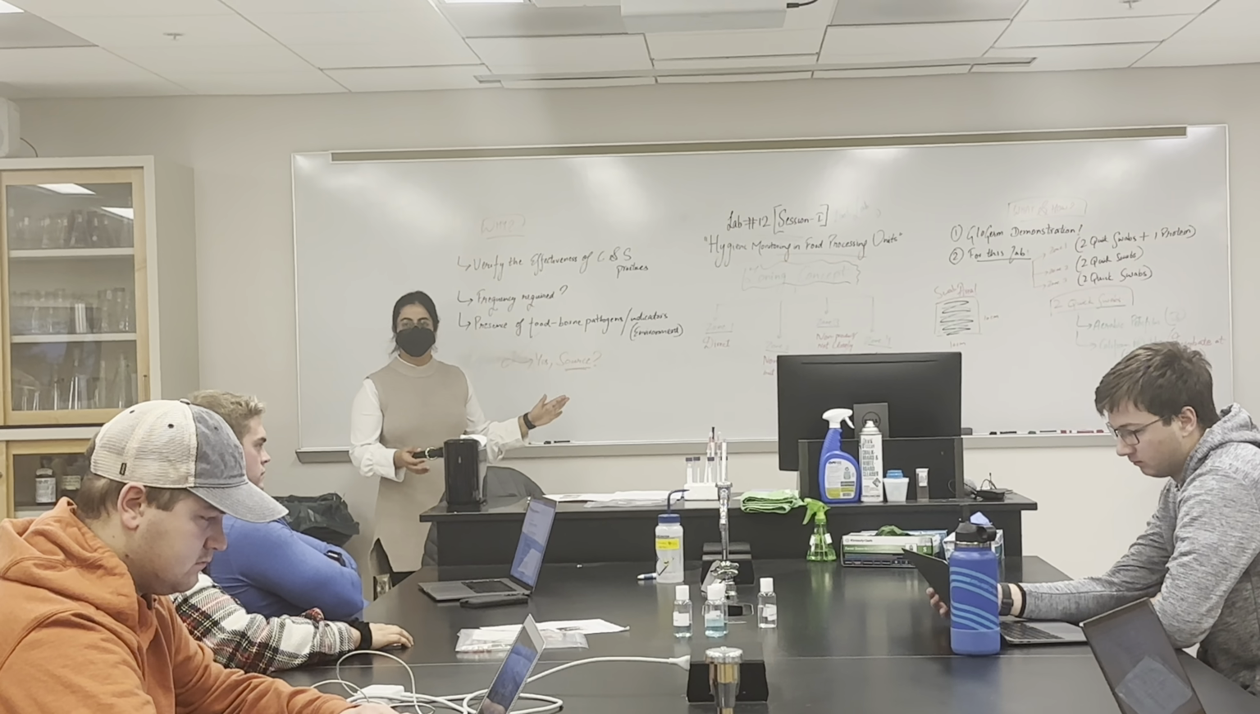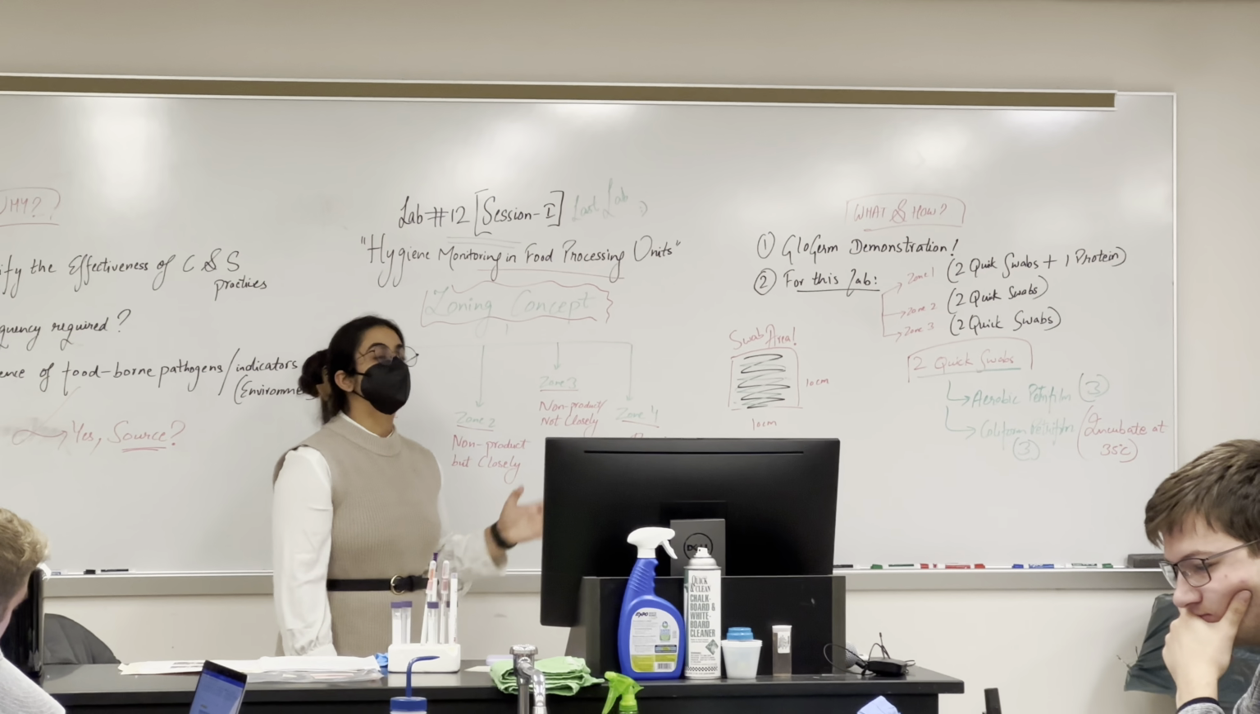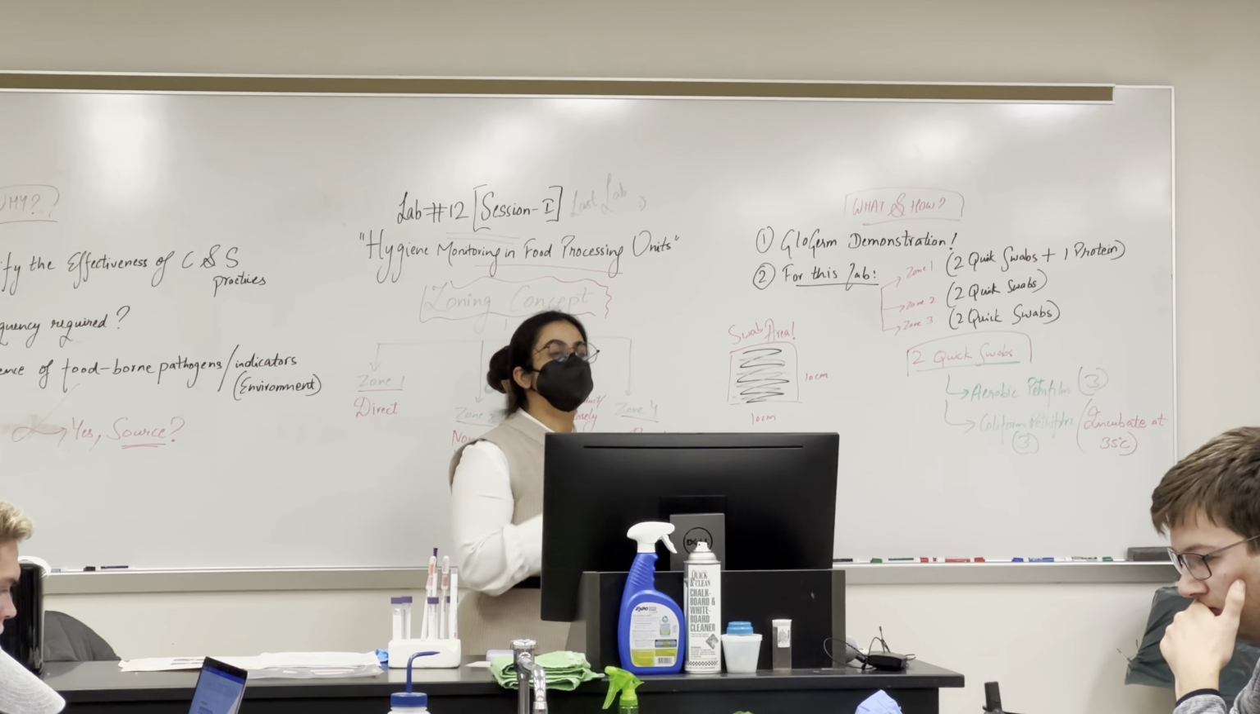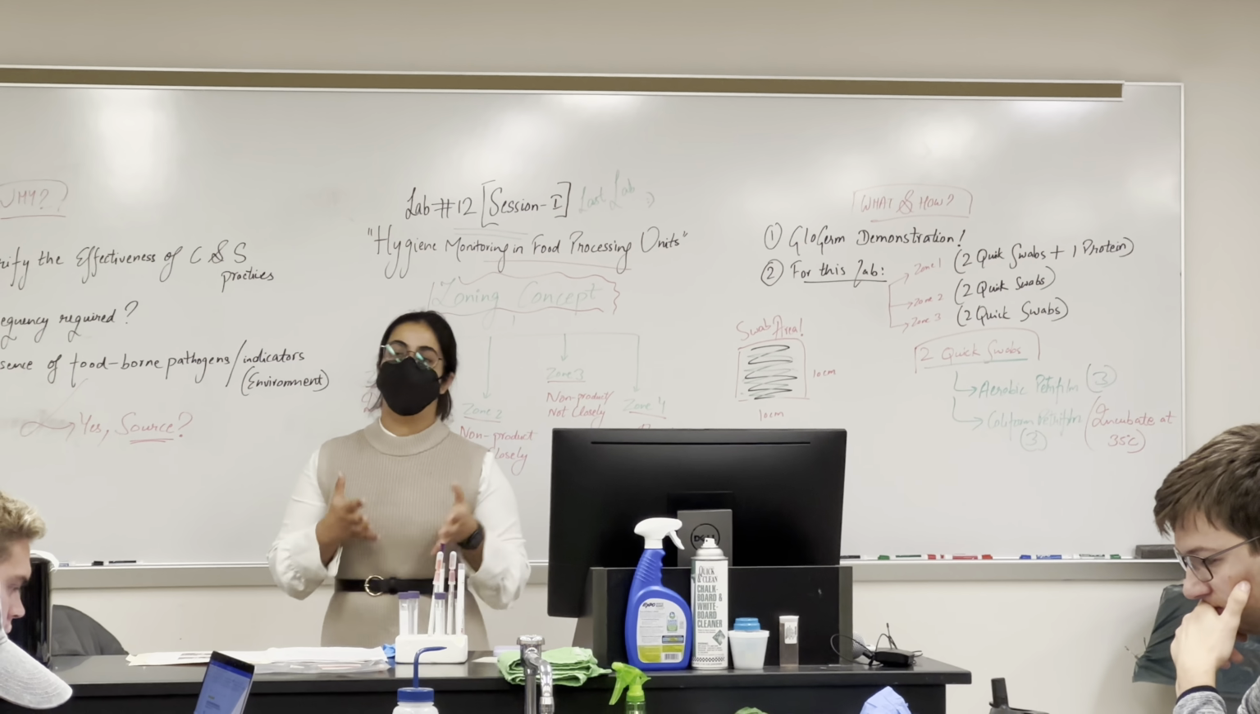Next comes the what and how we are going to do the hygiene monitoring design. There comes the zoning concept. Every production facility can be divided into 4 zone areas. Zone 1 is direct product contact with the product surface. Zone 2 is non-product, but closely associated with the product processing. For example, it can be the outside surfaces of the crystallizer tanks, the dryers, or the pipelines.